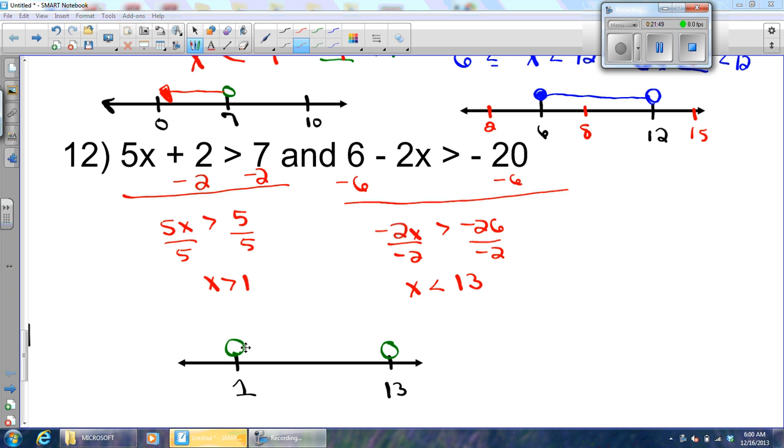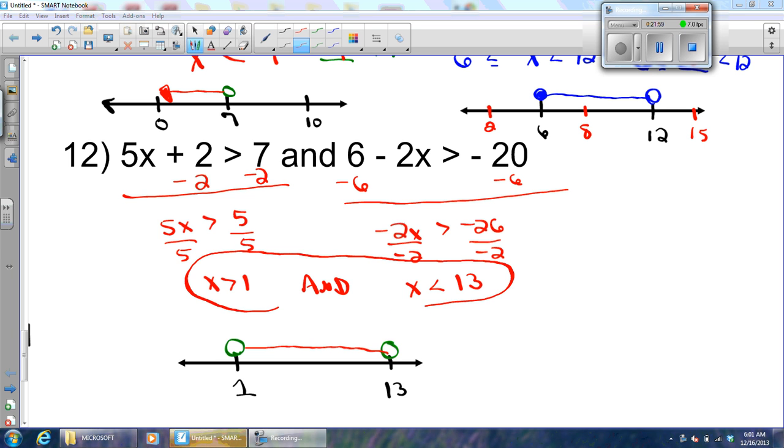Oh, by the way, I forgot my word and. It's very important. And that is my solution set right there. And that's the picture of my solution. Because if you pick a number like, say, 9, 9 is greater than 1, and 9 is also less than 13. So you see we need both parts.